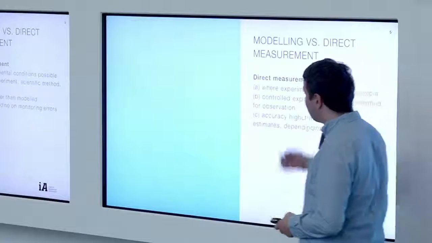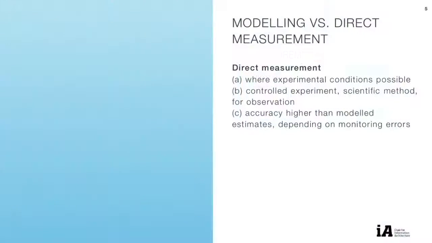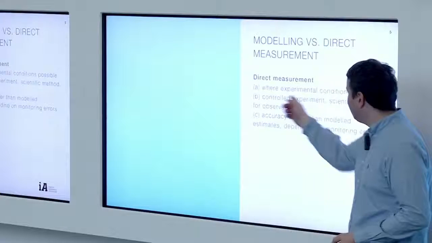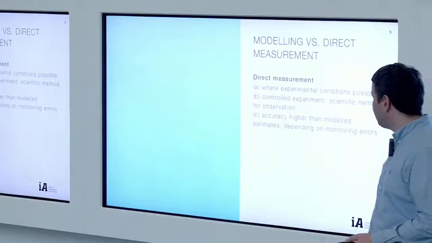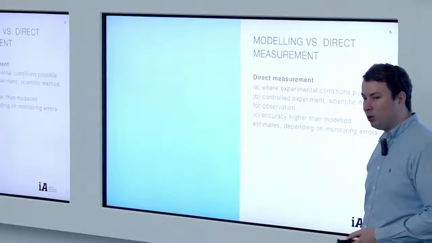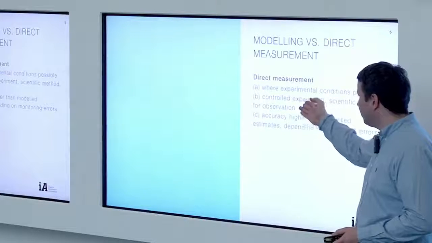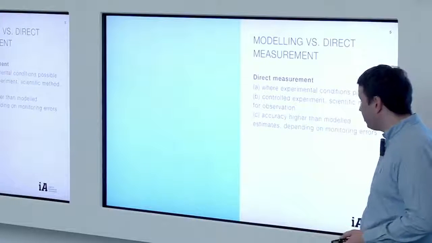In comparison to direct measuring, direct measuring is just calling somebody, making interviews on the line, and asking, how do you feel? What do you like? What is the urban quality in your area? How can you go to the next shopping? And so on. You can only use it where you have conditions where you have experimental control. And you can actually apply a scientific method for observation.